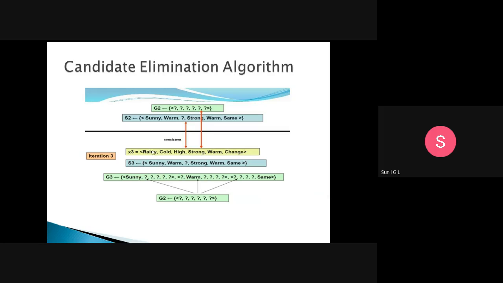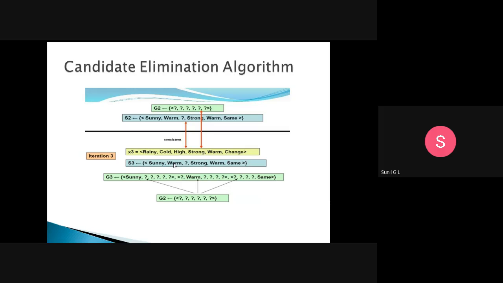When x3 rain is sunny, then there is a difference. Then we need to keep the specific hypothesis value in the general hypothesis. Come to the next one, cold and warm. Here also there is a difference, so keep the specific hypothesis value. This is in the second position.